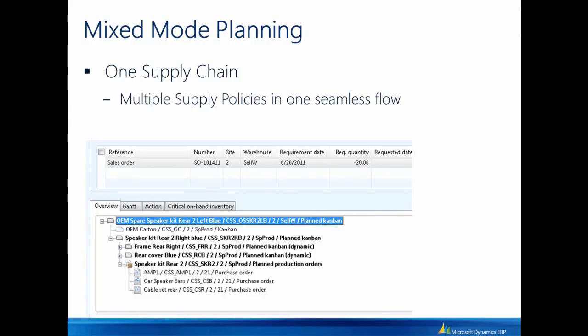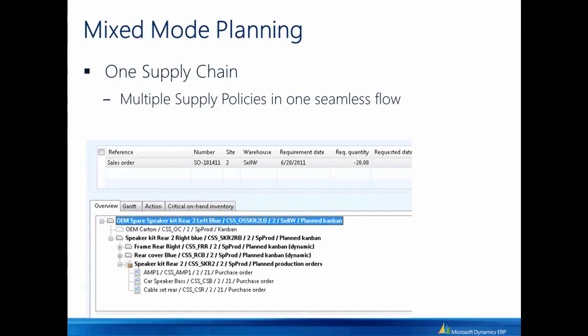The speaker kit is actually controlled by Kanban, and in this setup most of the items sourced for the kit are actually supplied by Kanban. In this case, Kanbans have different states. Some are released, some are not. But one product is actually sourced by production order, and the inflow to this is a purchase order.